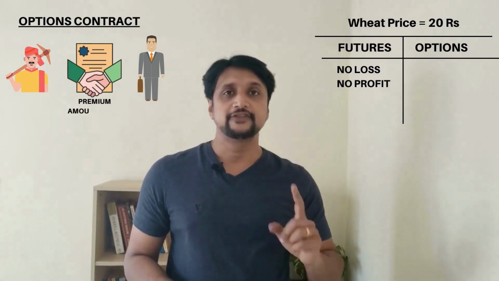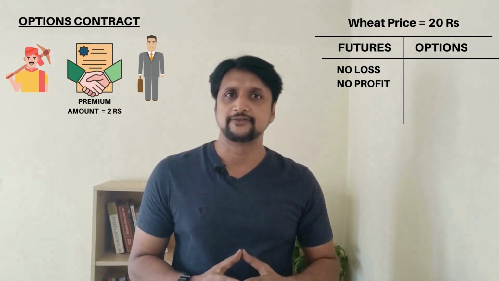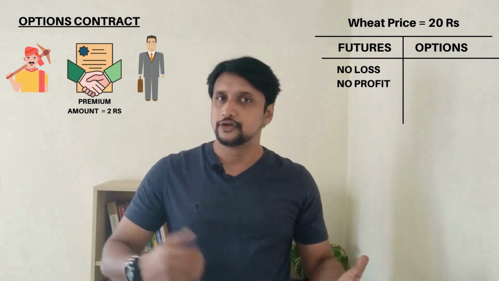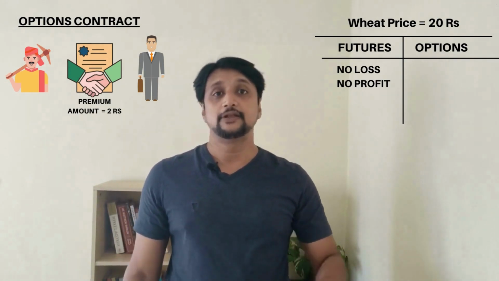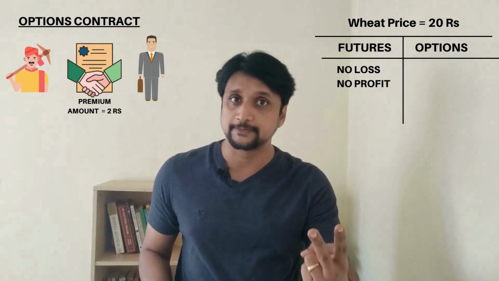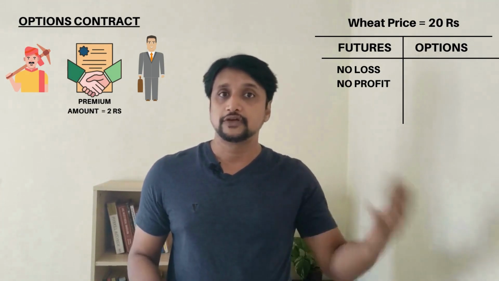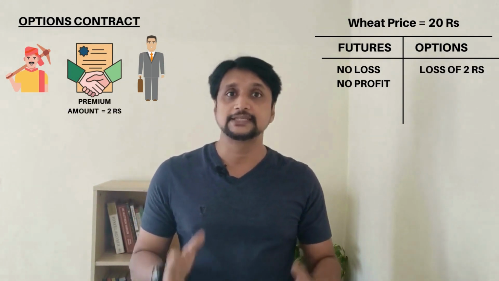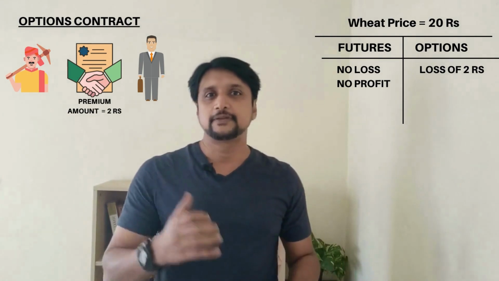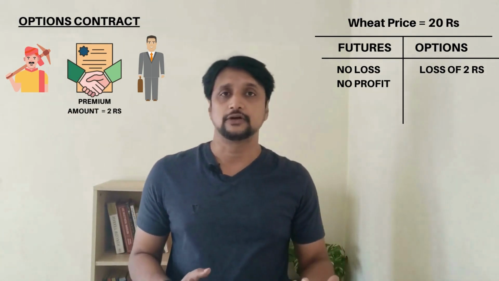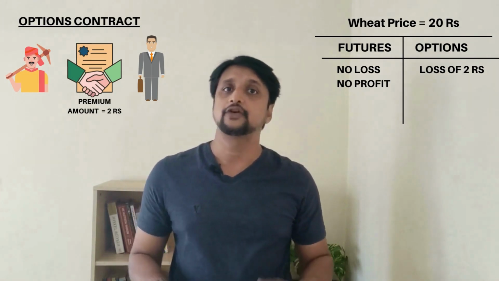Scenario 1, if the wheat price is 20 rupees itself, then in the futures contract case, there was no loss, no profit for the businessman. But in the options contract, as the businessman has already paid 2 rupees premium amount, the loss for the businessman would be 2 rupees. But here the businessman has the option whether to buy it from this farmer or not. So if he buys from this farmer or not, his loss will be 2 rupees per kilo in this scenario.